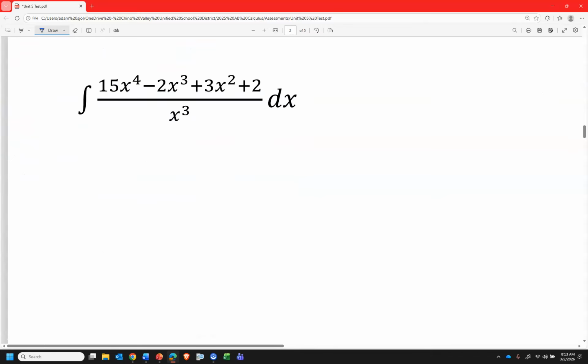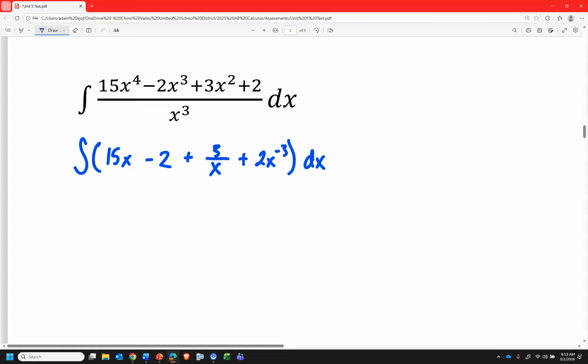And then again, I thought this was pretty straightforward because you have 4 terms in the numerator and that x cubed in the denominator. We're just going to divide term by term to get some relatively straightforward antiderivative. So 15x to the 4th over x cubed is 15x. Negative 2x cubed over x cubed is negative 2. 3x squared over x cubed is 3 over x. We've seen that antiderivative before. And then I'm actually going to write that as 2x to the negative 3, just thinking ahead.